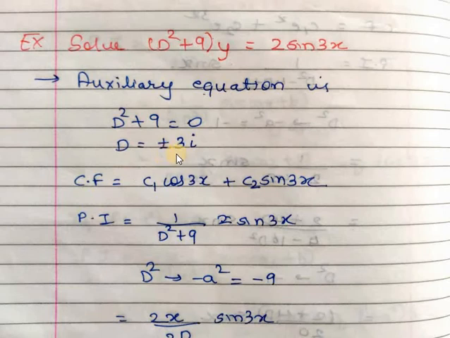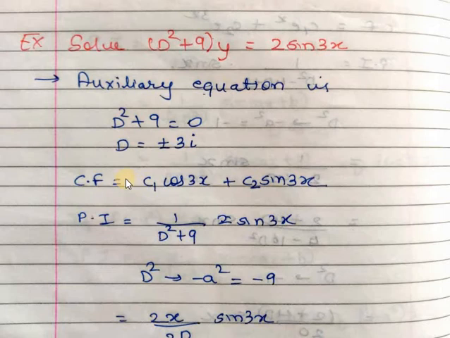In case 3 of CF we have to find the real part and the imaginary part. For that, we compare this with alpha plus or minus beta i. Alpha means the real part; here there is no real part, therefore the value of alpha will be 0. And beta means the imaginary part, so comparing with plus or minus beta i, beta will be 3. Now by the formula of case 3, CF will be e raised to alpha x, in brackets, c1 cos beta x plus c2 sin beta x.